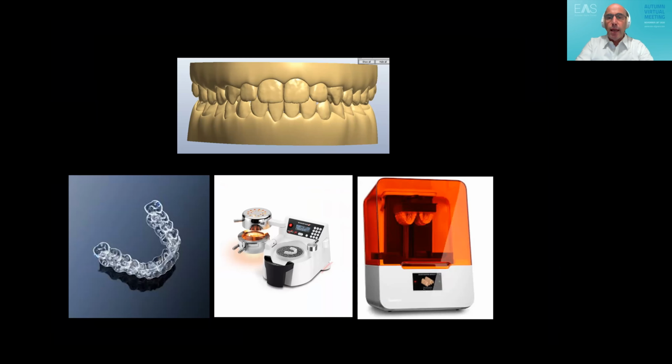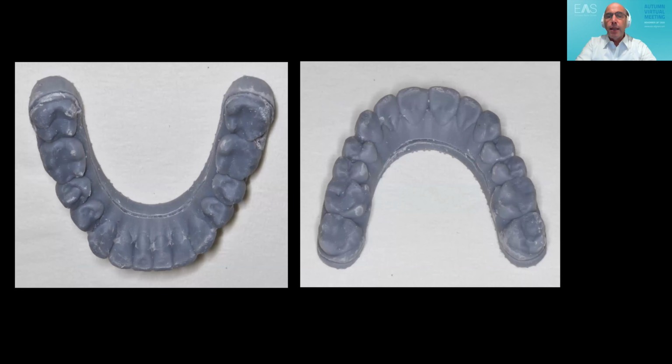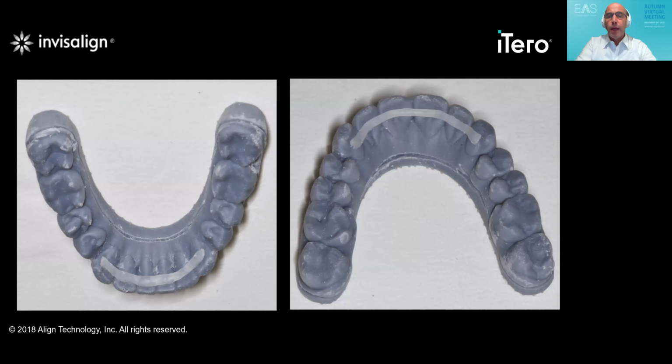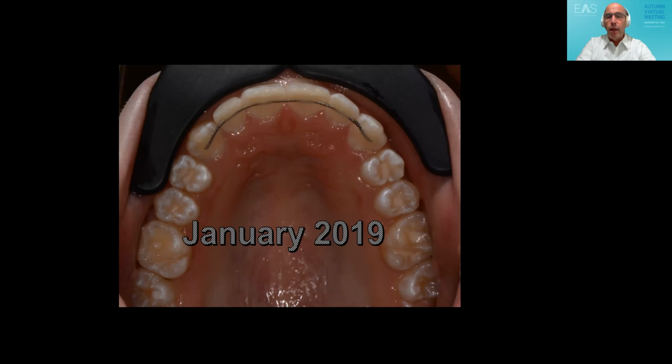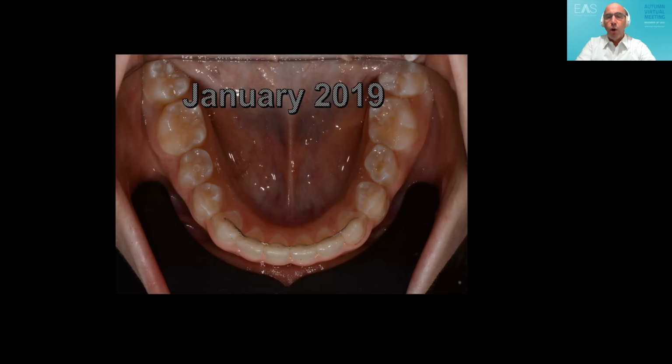And I printed this STL file in my 3D printer that I have in my office. And from a vacuum former, I prepared 2 aligners, which are made from 0.75 millimeter or 0.3 inches material, which is approximately the rigidity of Invisalign, and gave them to the patient to wear at night. And I did 2 fixed retainers in the front teeth, as you can see here. And this was in January 2019, both upper and lower.